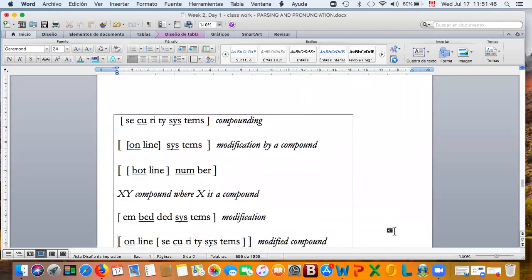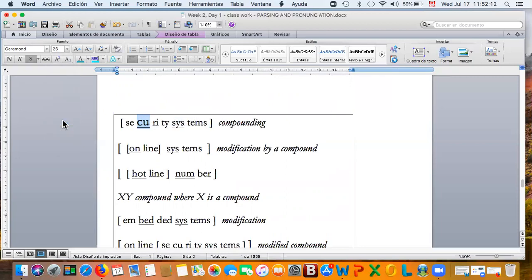Well, let's see about security systems. Systems which are for guaranteeing security are security systems. That's the typical meaning of a compound. So security systems is the compound that we want. Now, we could also have systems which are of a certain kind. For example, they might be online. Well, I'm pronouncing online, but when I put online together as a compound, and it's a compound used as a modifier, I have online. But let's see why that is.